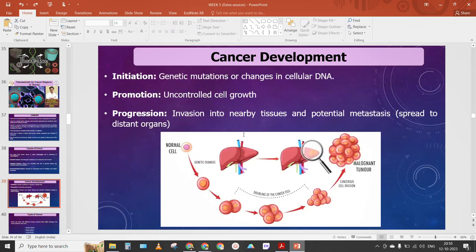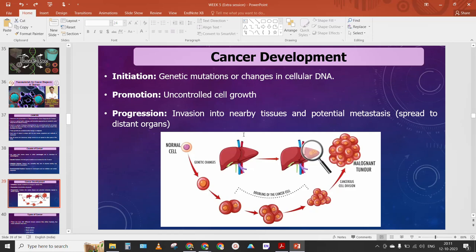So cancer development. There are three stages in cancer development. The first one is initiation, promotion and progression. In initiation, genetic mutations or changes in cellular DNA occur. Then promotion is uncontrolled cell growth. Then progression is invasion into nearby tissues and potential metastasis, spread to distant organs.